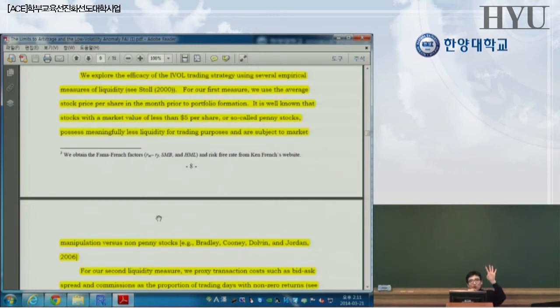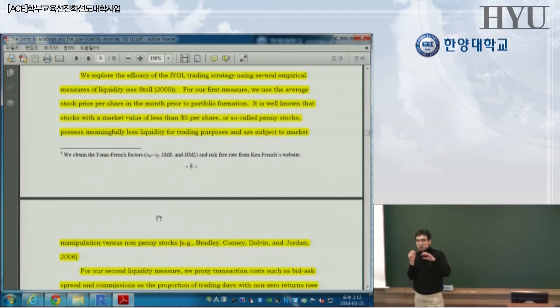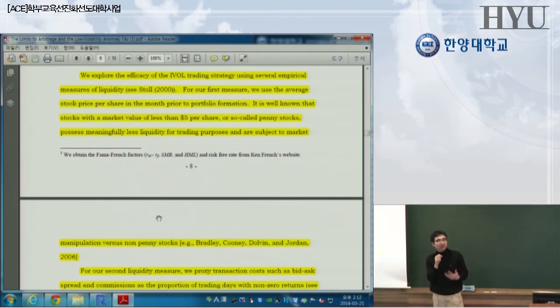They basically use 4 measures of liquidity. Measure number 1. For our first measure, we use the average stock price per share, so basically stock price in the month prior to portfolio formation. Why? Because it is well known that stocks with a market value of less than $5 per share, so-called penny stocks, possess meaningfully less liquidity for trading purposes and are subject to market manipulation versus non-penny stocks. So it means that they argue that cheap stocks are basically less liquid.